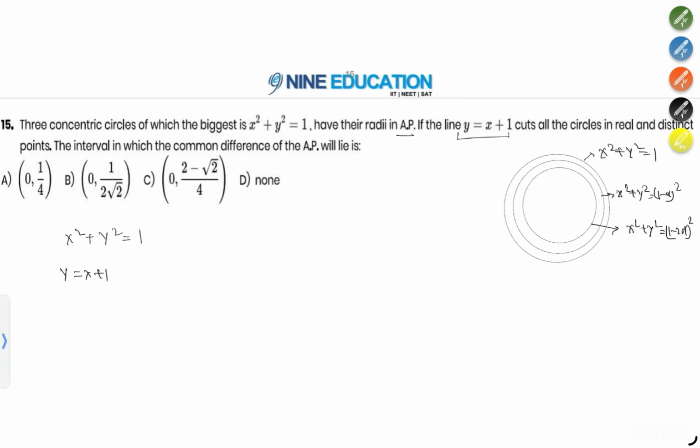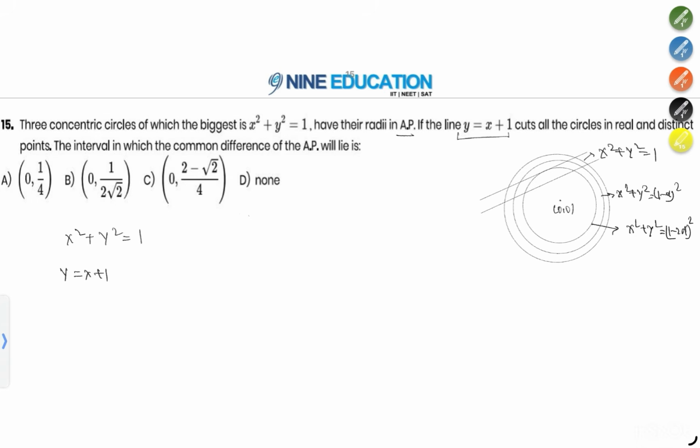It will cut all these three at real and distinct points. So it means the line has to go like this, and at maximum it is going to touch this inner circle. So it becomes a tangent. This is the maximum value that we can have. So the origin is the center of all these three circles.